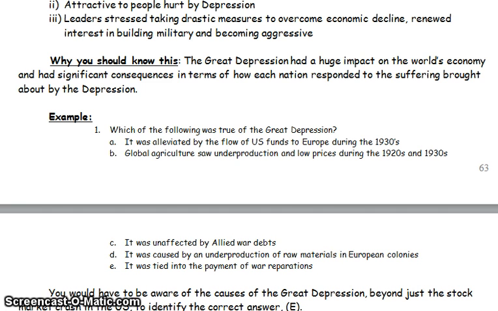Obviously, Britain and France owing the United States money is not going to be good if they can't pay on it. It was caused by an underproduction of raw materials in European colonies. They're actually producing still. They're overproducing. And it was tied to the payments of the war reparations.